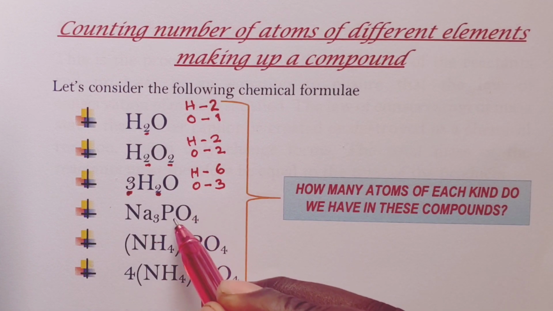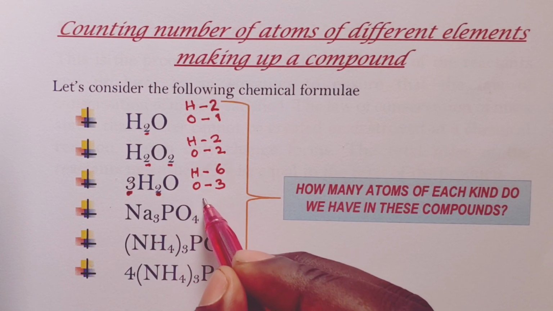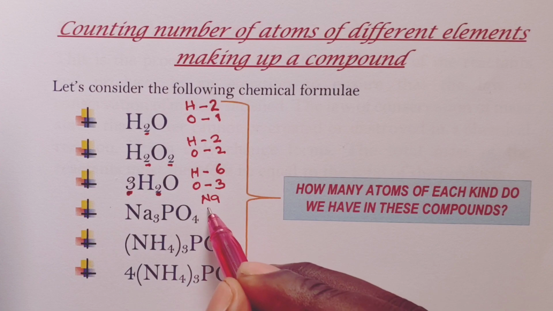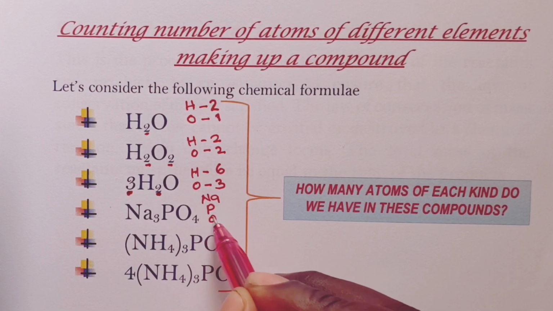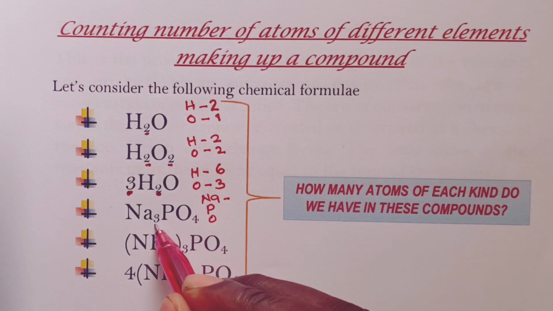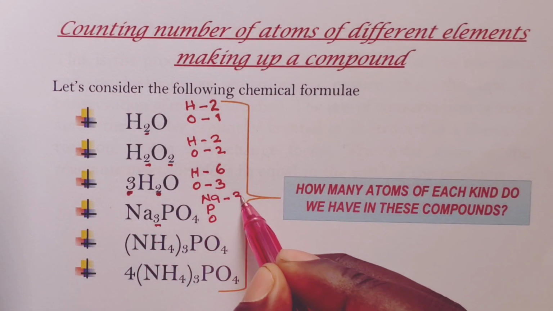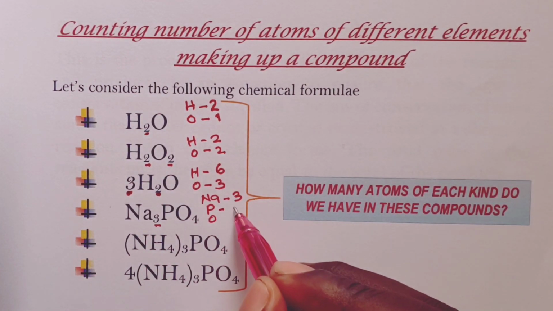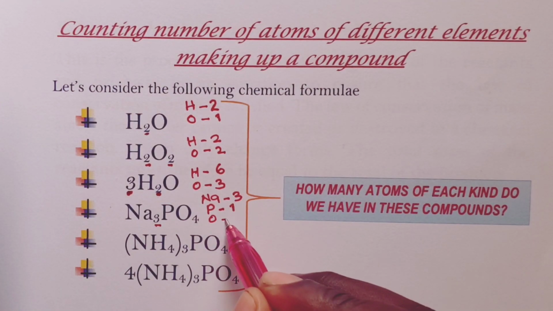Moving on to the fourth one, we have sodium here now. We have phosphorus and we have oxygen. For sodium, we've agreed the 3 here will affect it, so we have 3 atoms. Phosphorus is 1 and oxygens are 4.